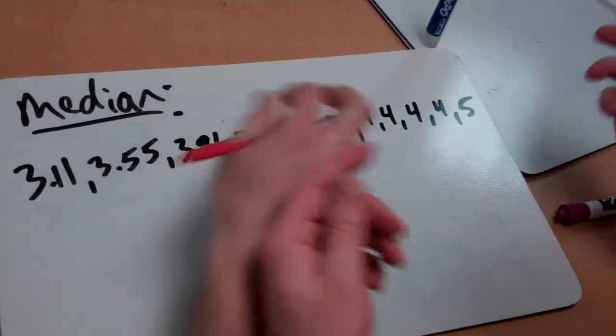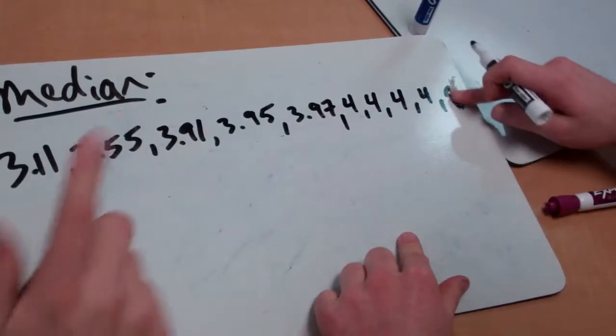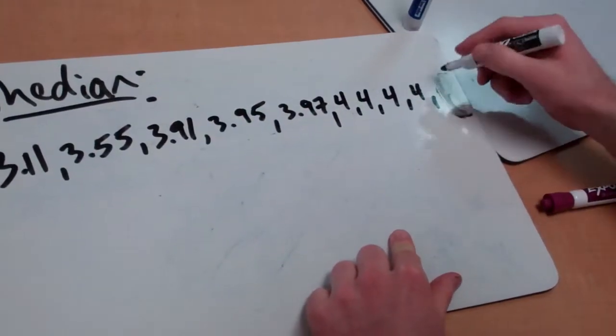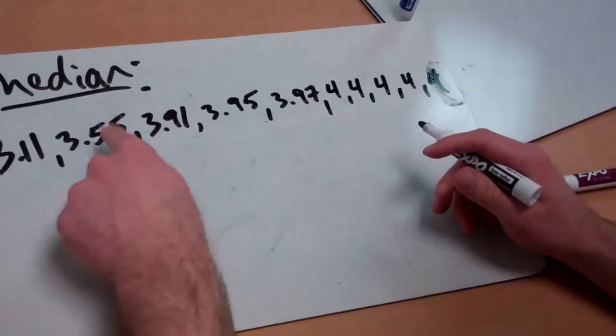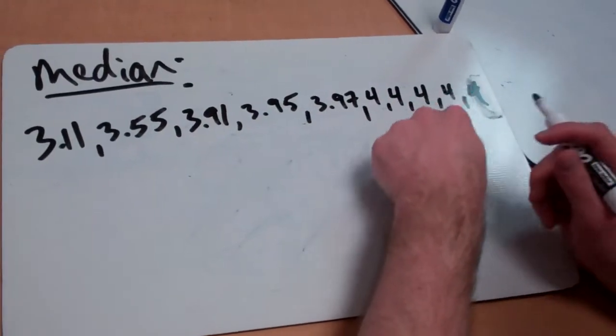Let me double check that I have 10 data points. That's a 4. Good call. Safe space here, making corrections. Let's make sure we have 10. 1, 2, 3, 4, 5, 6, 7, 8, 9, 10.